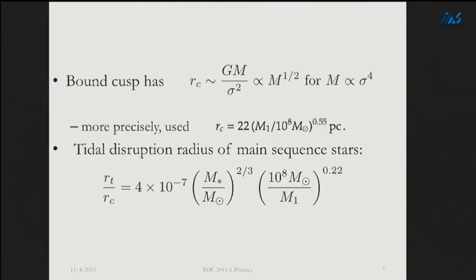The bound cusp, you'll notice that the mass of the cusp scales as the mass of the black hole to the 1/2 power for the usual M goes as sigma to the 4th relation. So we actually used a fit from Merritt that has a 0.55 instead of a 0.5, but it doesn't matter very much. And then the tidal disruption rate for main sequence stars depends on a tidal disruption radius compared to this cusp radius, that scales, again, changing rather weakly with the black hole mass and rather more sensitively with the stellar mass.